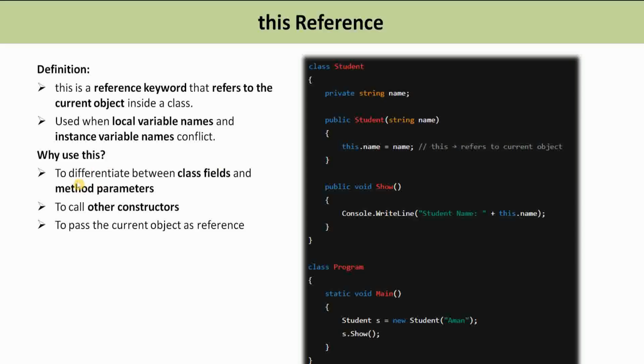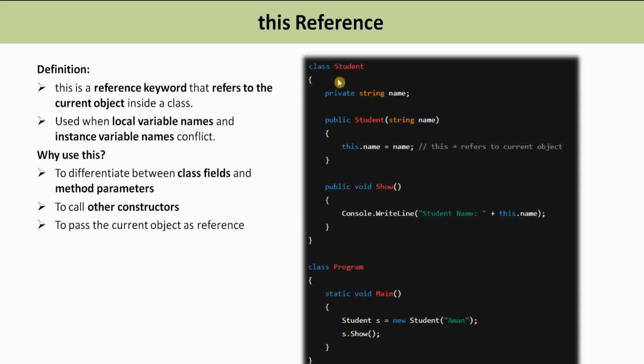So why use this? To differentiate between class fields and method parameters. I already told you about this one. To call other constructors, we can also call other constructors. To pass the current object as a reference, we can also pass the current object as a reference.